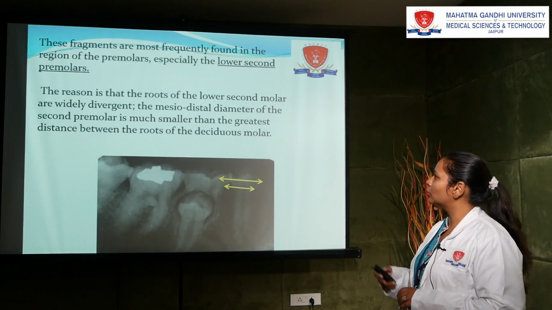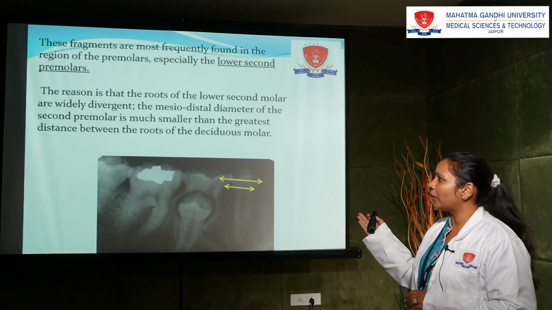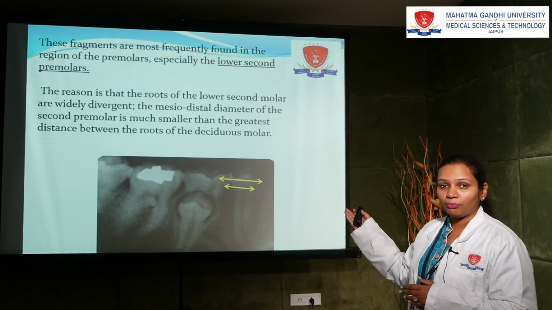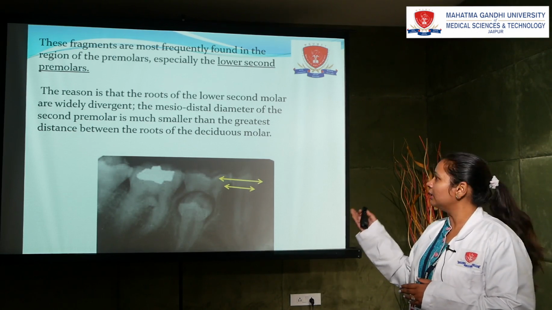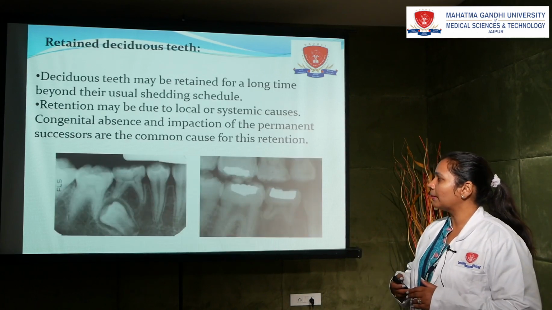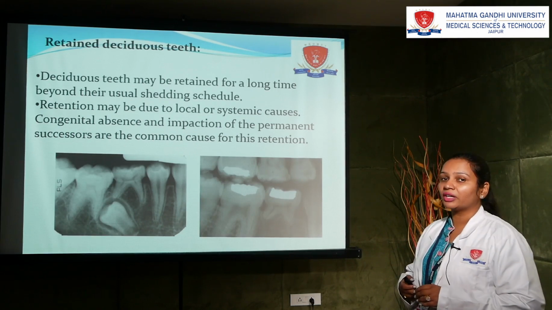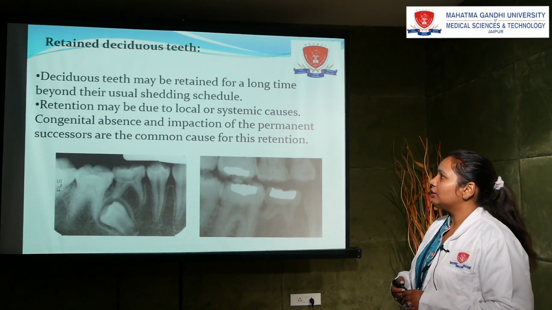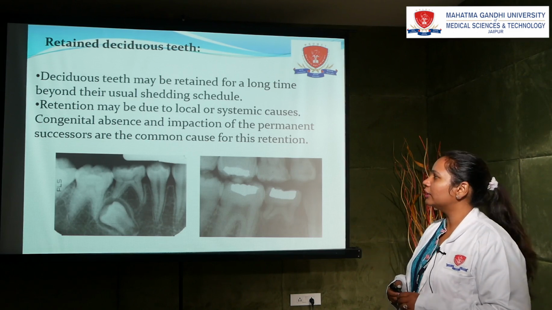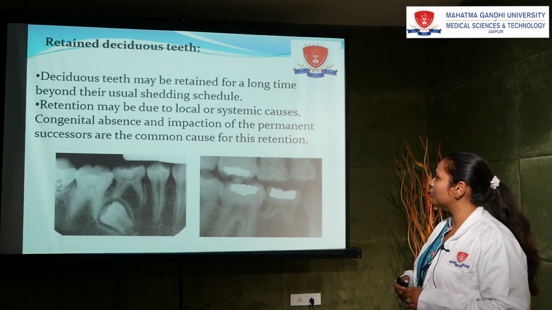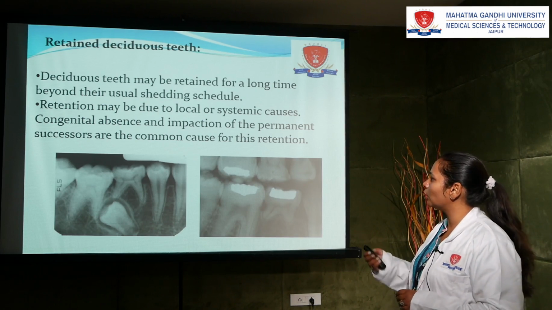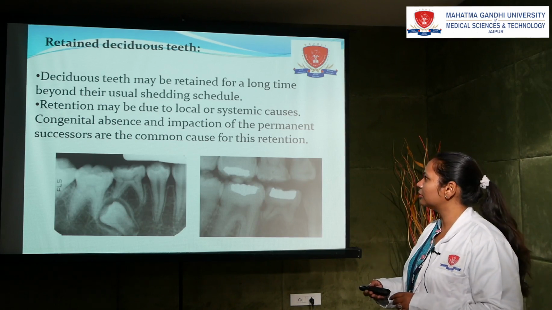The reason is that the roots of the lower second molars are widely divergent, as is seen, and the mesiodistal diameter of the second premolar is much smaller than the greatest distance between the roots of the deciduous molars. Now deciduous teeth which are retained in the oral cavity. These teeth may be retained for a long time beyond their usual shedding schedule. Retention may be due to local or systemic causes, and congenital absence and impaction of the permanent successors are the common causes for this type of retention.